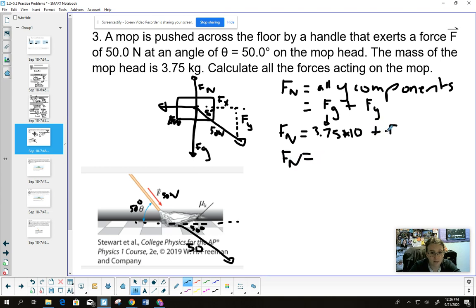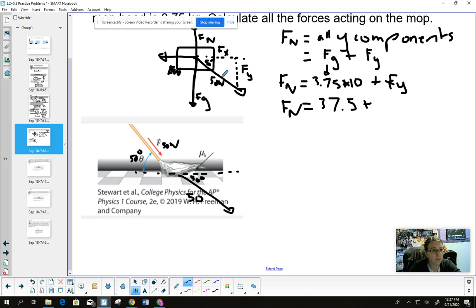Plus, again, this force of y we're going to find in the y direction. So we have 37.5, the force of gravity, plus we're going to need to find this y component. So I'm going to pull my triangle off here. That's a pretty good triangle. We got 50 degrees. We got 50 newtons. I have my x component and my y component.